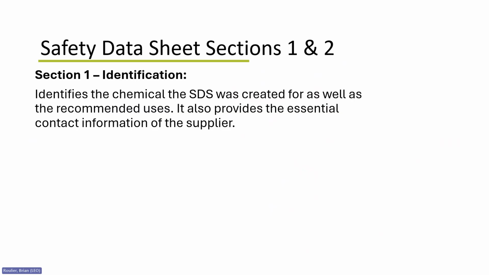Section 1 provides information on the identification of the chemical and the responsible party. This section will contain the product identifier, which will match the label, recommended uses, and contact information for the responsible party. The contact information can be used if there are any questions or if emergency information is required. A reminder is that with the newest update, the contact information must be from within the United States.